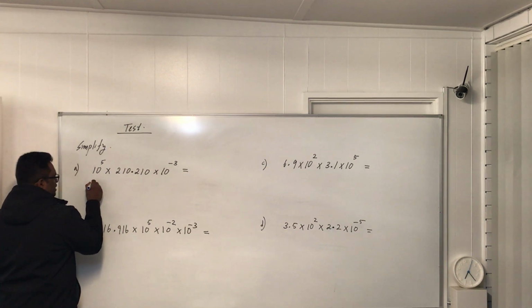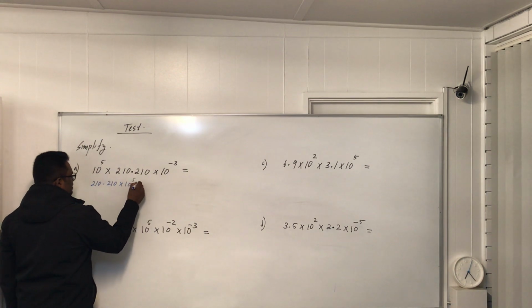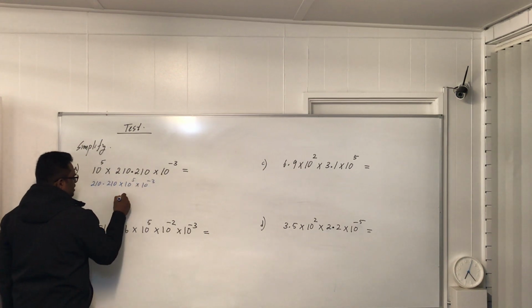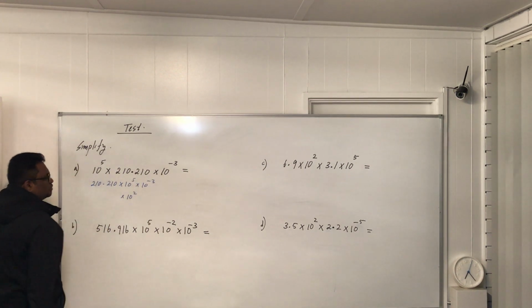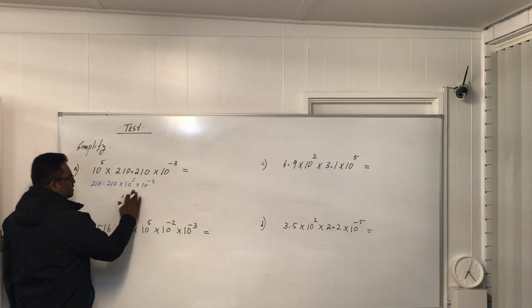So I can see 10 to the power 5, 10 to the power minus 3 here. So it's going to be what? Negative. Yeah, so I'm going to write, if you want, 10 to the power 5, 10 to the power minus 3. It's going to be negative 2. 10 to the power 2, because this is plus 2.